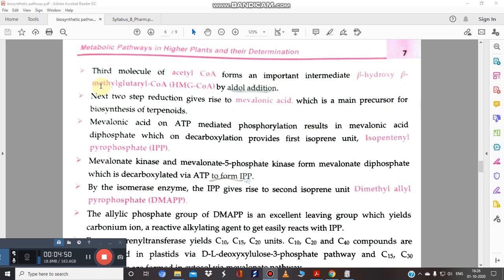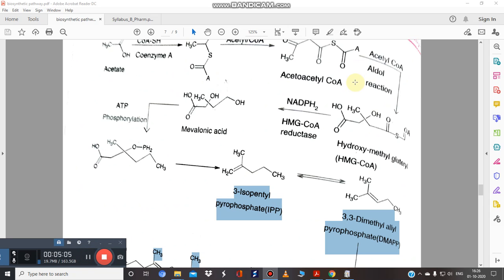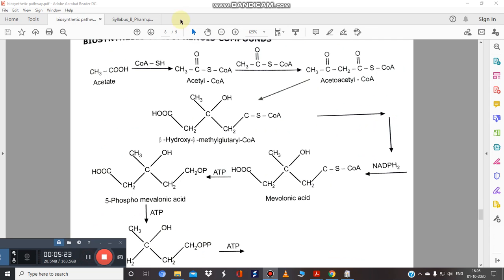The third molecule of acetyl coenzyme A forms an intermediate by an aldol condensation, that is the beta-hydroxy beta-methylglutaryl coenzyme A. I hope you remember this compound also, that is HMG-CoA. Look at this. This third molecule of acetyl coenzyme A will undergo aldol addition, or aldol reaction, and it will form HMG-CoA, that is beta-hydroxy beta-methylglutaryl coenzyme A. Again, see here, acetyl coenzyme A undergoes aldol addition to give beta-hydroxy beta-methylglutaryl coenzyme A.